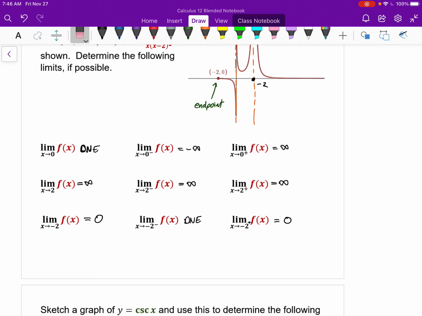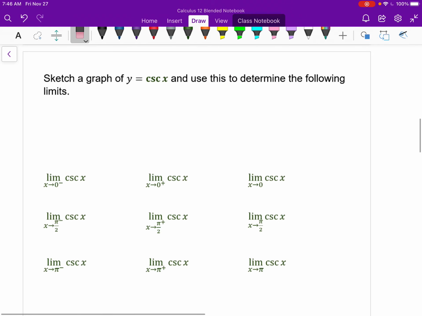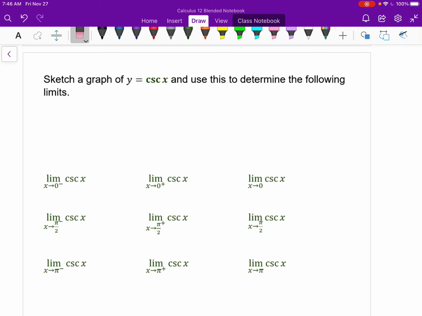So like I said, nothing really new here. Really, I've defined a vertical asymptote involving limits, but we kind of informally saw that last day anyways. With that said, what if I ask you the same thing, but I don't give you a graph? And so what I want to do is look at cosecant x.